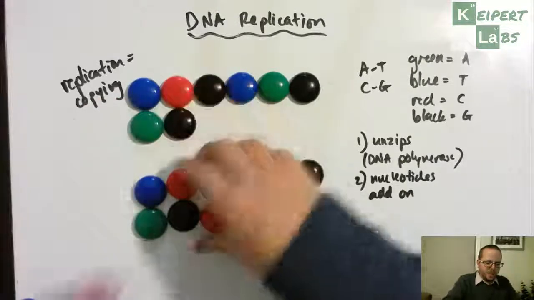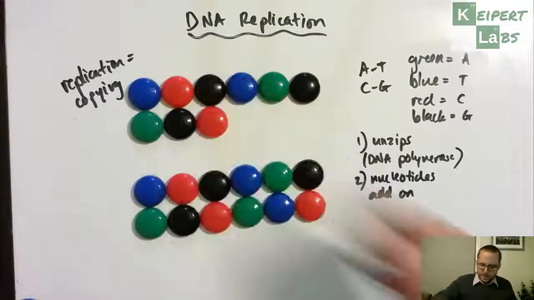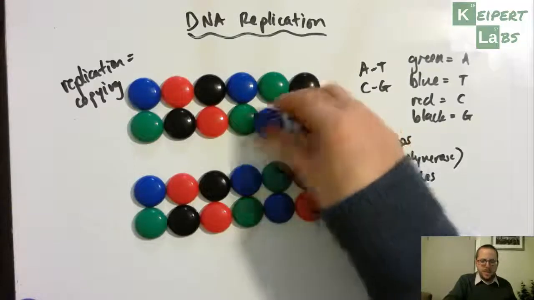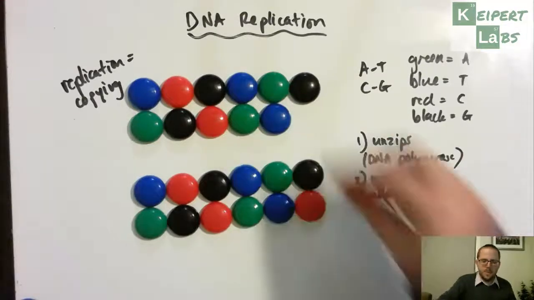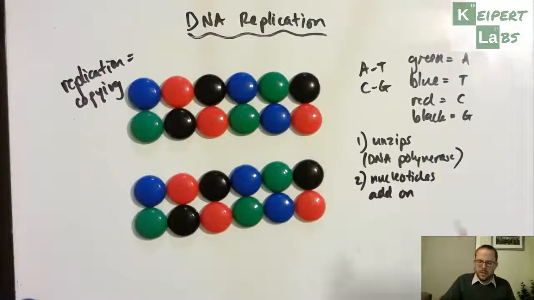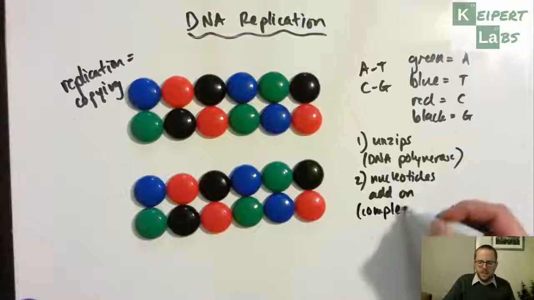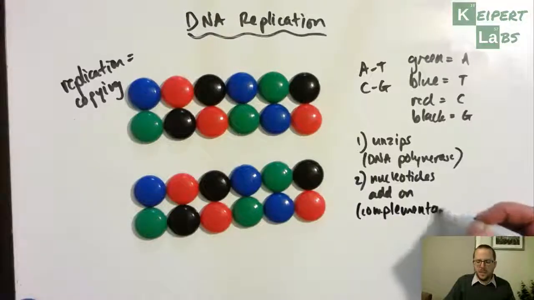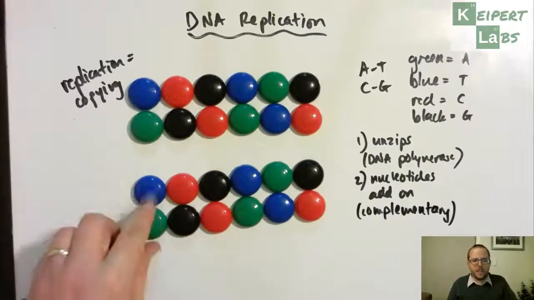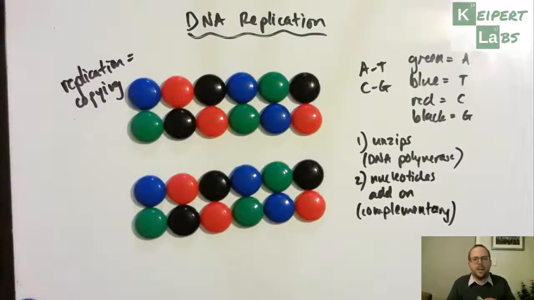So we get different bases that now come along and connect up to the gaps over here. But the effect is exactly the same. So we've added in the complementary nucleotides, the ones that fit together. Not the ones that are the same. We didn't find greens to connect with greens and blues to connect with blues, but we found their partner.